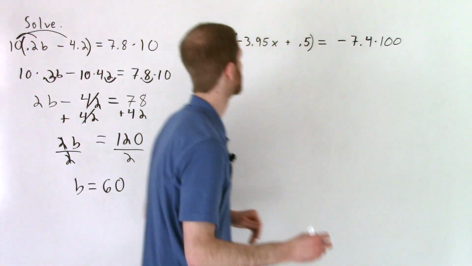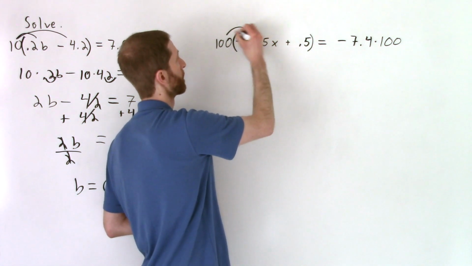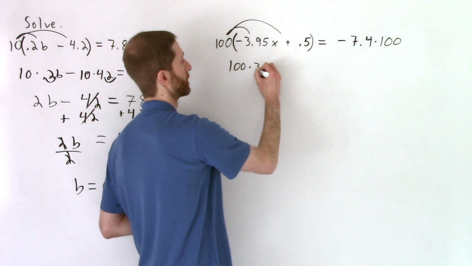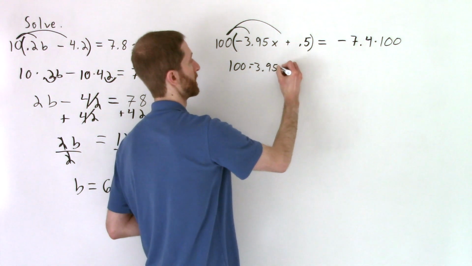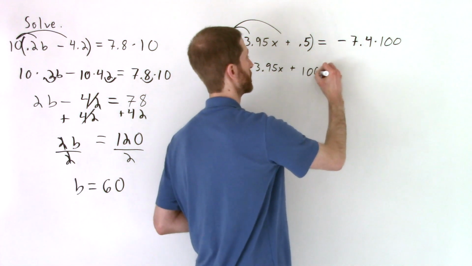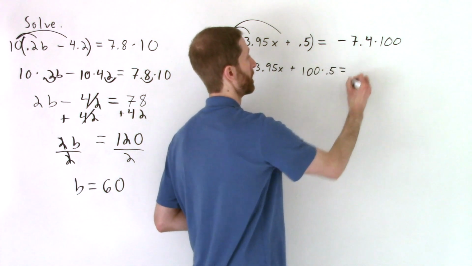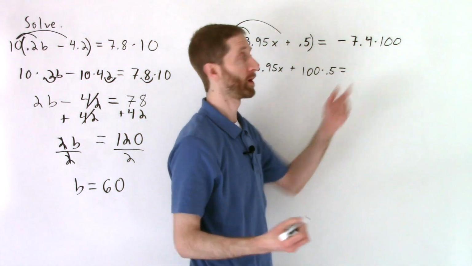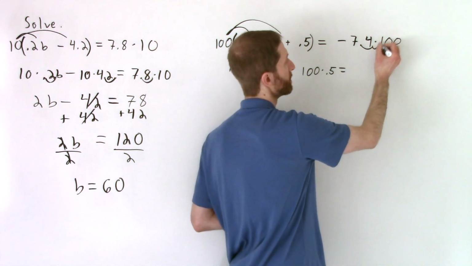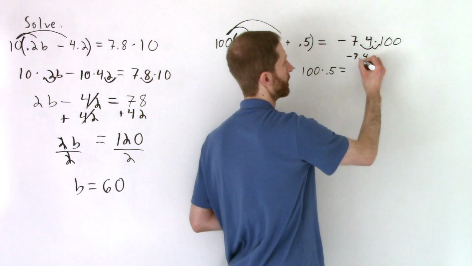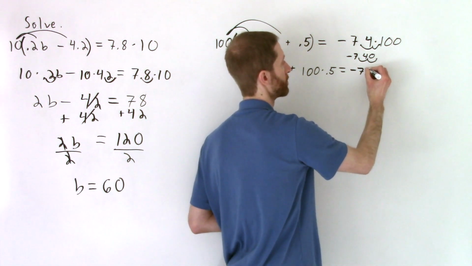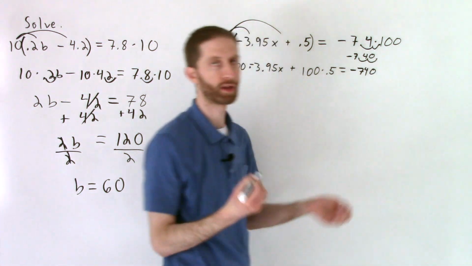And now I'm going to distribute, much like I did in the previous problem. 100 times negative 3.95, I'm going to write that out. And then there's an x there, plus 100 times 0.5. And that's equal to, I'm going to do this math right here. I'm going to move the decimal point 2 places to the right. That means that there's now a 0 here, so I'll put that work right here. Once 2 places, there will be a 0. And negative 7.4 times 100 is now negative 740.